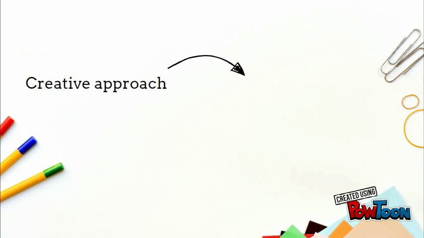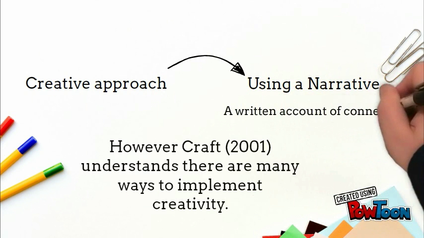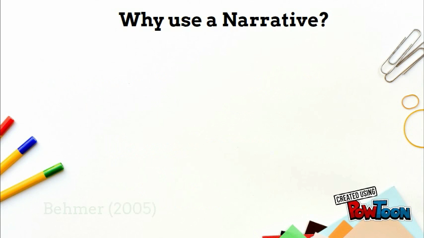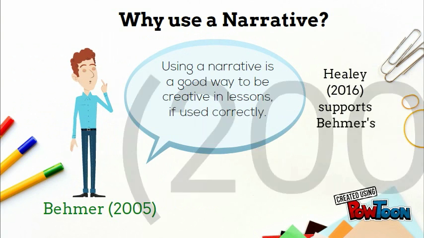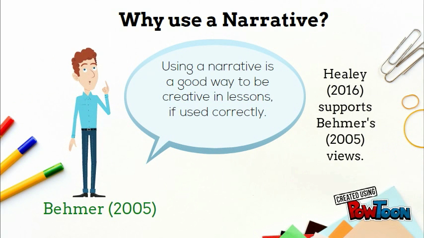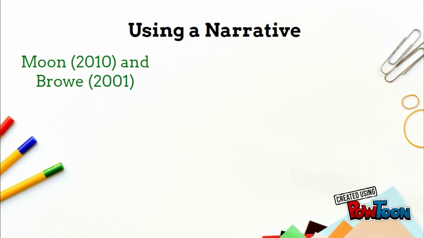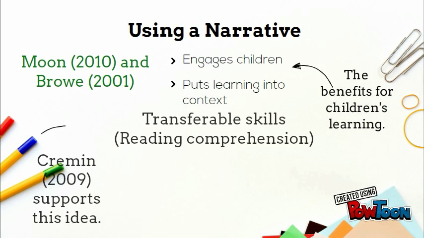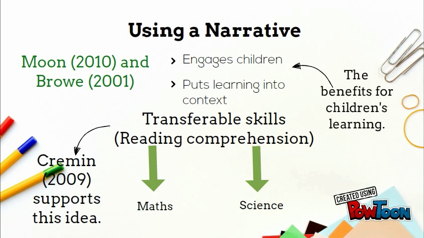The creative approach taken here is using a narrative, which is a written account of connected events. However, Craft understands there are many ways to implement creativity within the classroom and not always through a cross-curricular approach. Using a narrative is a good way to be creative in lessons if used correctly. Moon and Brow identify that using a narrative will engage children's interest and can be used to put learning into a context, giving learning purpose and meaning. It allows children's English skills, such as reading and comprehension, to be used in other subjects like science and maths to make sense of the text.